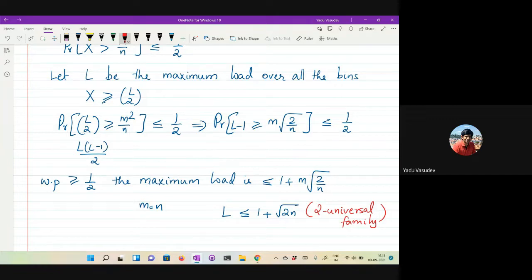But the thing is that 2 universal families are easy to construct, easy to maintain, and very efficient to compute. So you have a trade-off between a random function, which you can't practically implement because it's just not feasible, and a 2 universal family like the one we saw, which gives slightly worse performance but an actual realizable hash function in your hand.